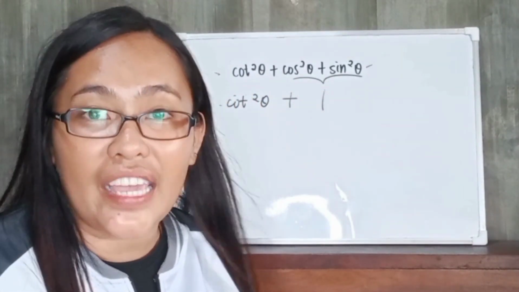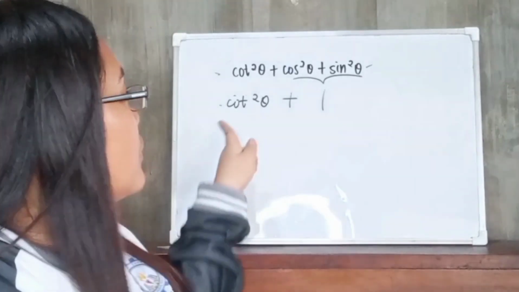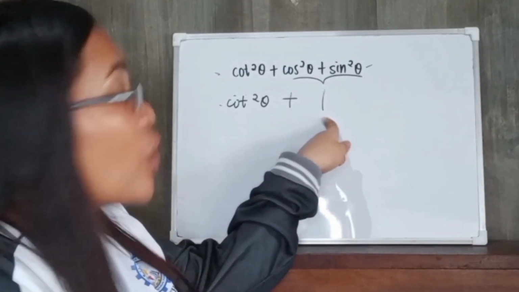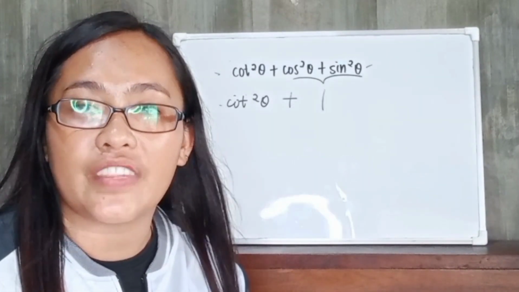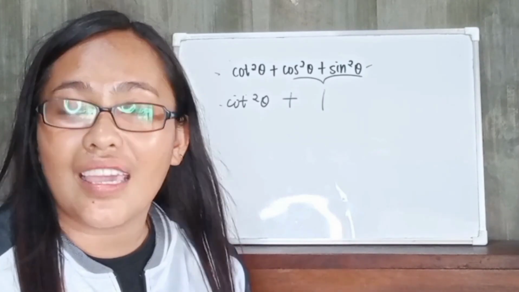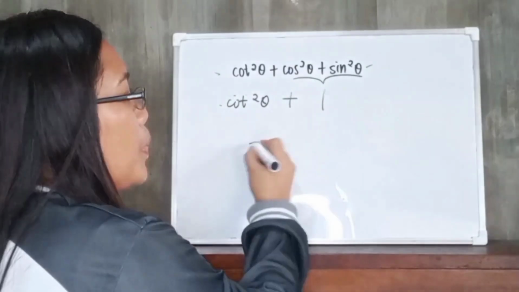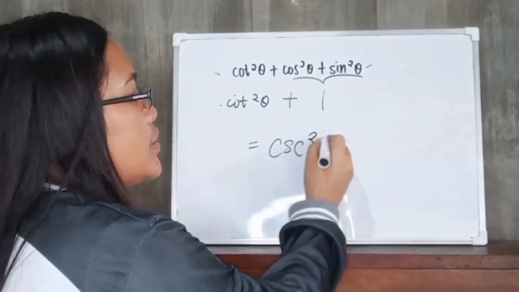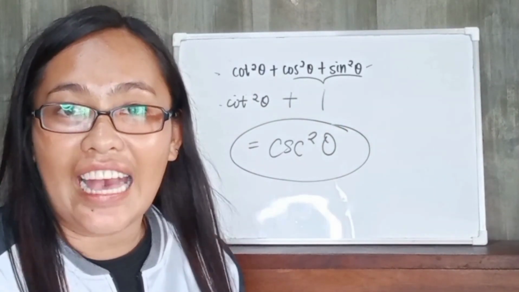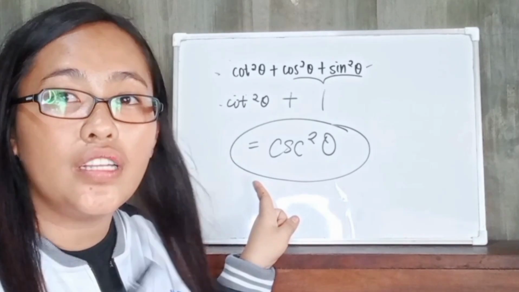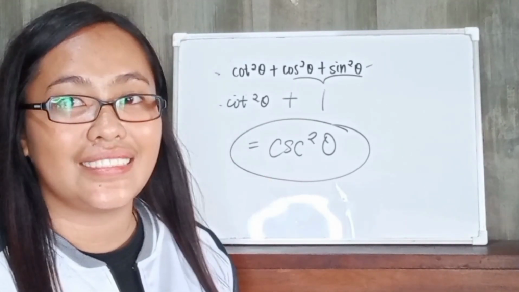But actually, I can simplify it even more. As you have observed here, cotangent squared theta plus 1, we can still simplify with the third form of the Pythagorean identities, which is cotangent squared theta plus 1 is equal to cosecant squared theta. Now, I only have one expression being squared instead of 1, 2, or 3 of them. So, amazing, right?